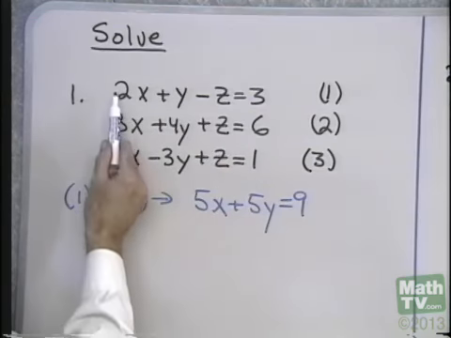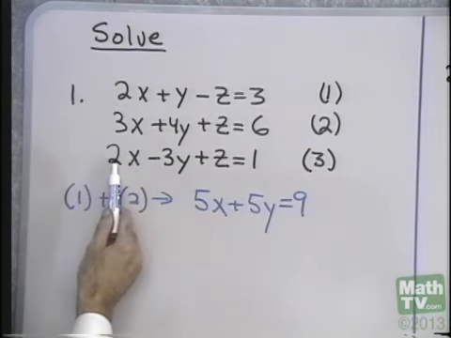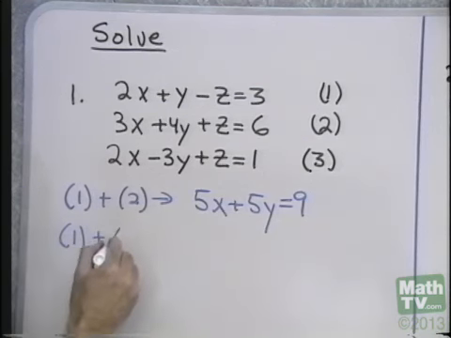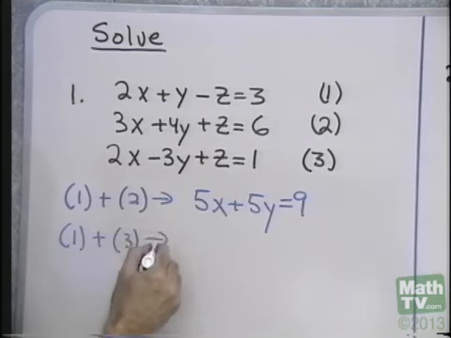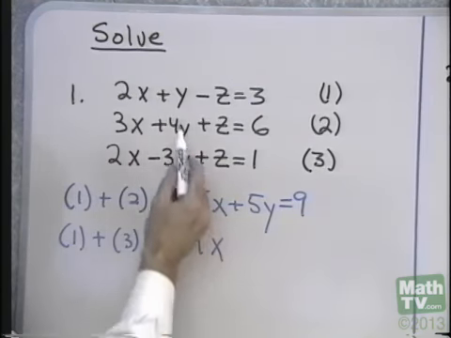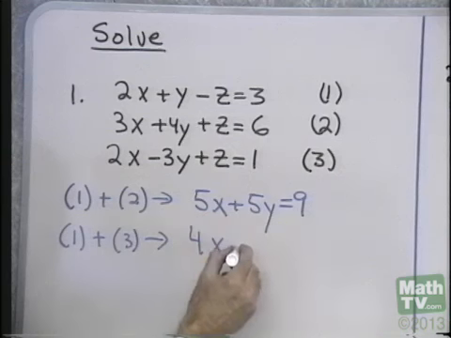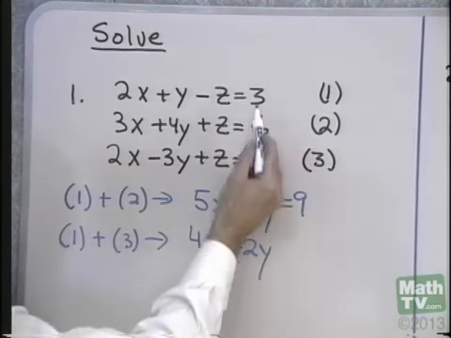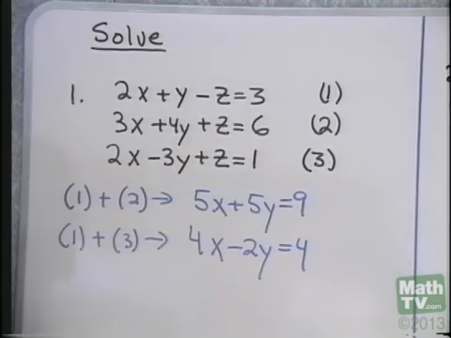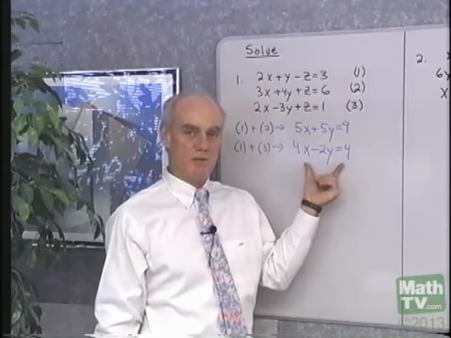Let's eliminate z from the first and third equations. That's a different pair of equations, and I'll do that by adding those. 1 plus 3 gives me 2x plus 2x is 4x. 1y plus negative 3y is negative 2y. And 3 plus 1 is 4. Now you see what I have is a system of 2 equations in 2 variables.